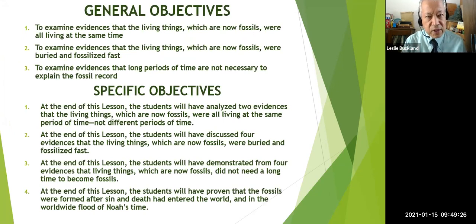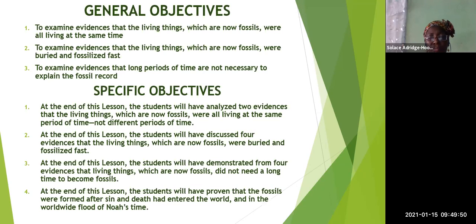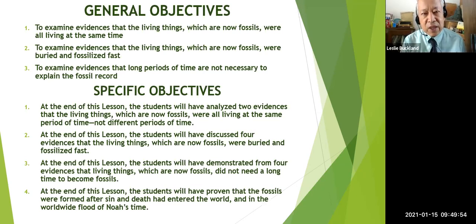The general objectives of lesson number 11 are: 1, to examine evidences that the living things which are now fossils were all living at the same time. 2, to examine evidences that the living things which are now fossils were buried and fossilized first. When I say fossilized, I mean that these dead things turned into rock. They changed their nature and turned into rock. They not only were dead, but they turned into rock, and they were encased in rock. Number 3, to examine evidences that long periods of time are not necessary to explain the fossil record.